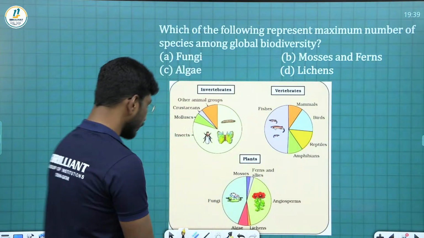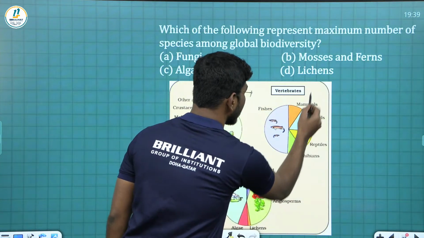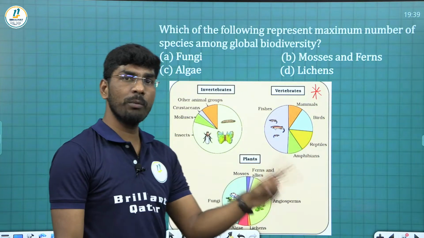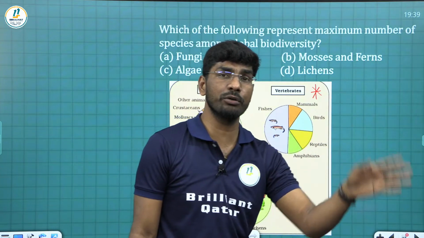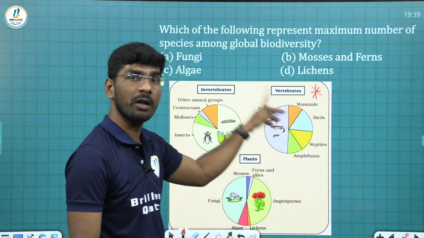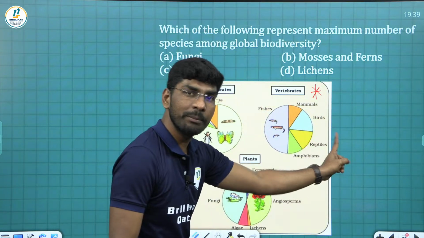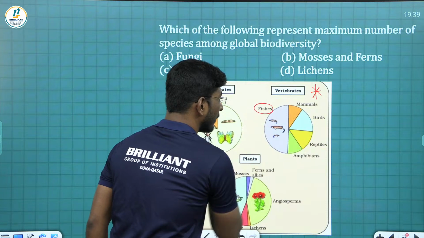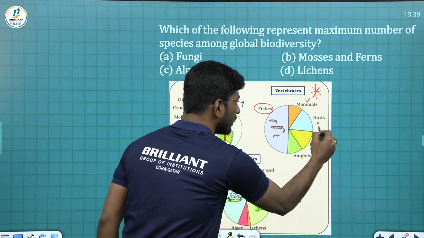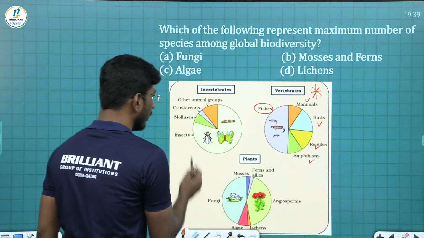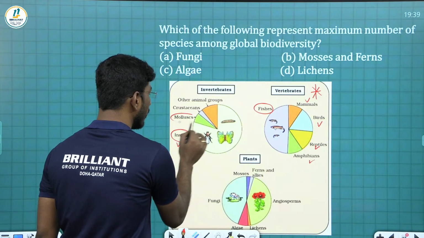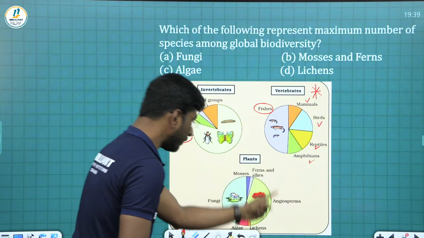What about this? This is the most important, my dear kids. This diagram, this pie chart, thoroughly prepare it for 2 marks or for MCQs. Invertebrates, vertebrates, and also plants. In vertebrates, fishes are maximum, and after that mammals, birds, reptiles, and amphibians. In invertebrates, insects, molluscs, crustaceans. Here the plants are given.